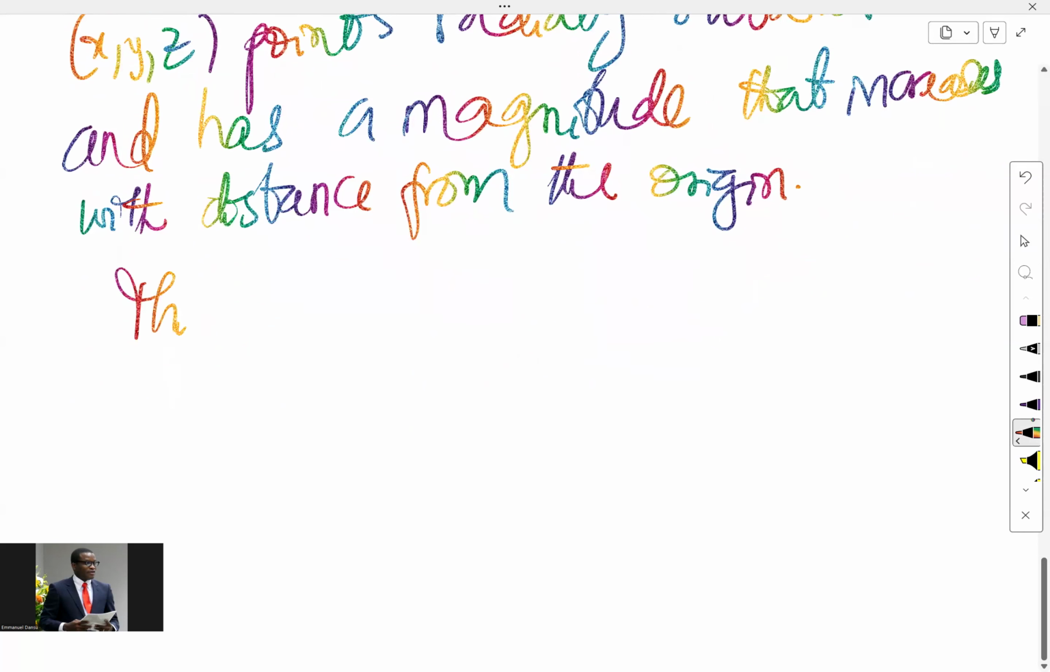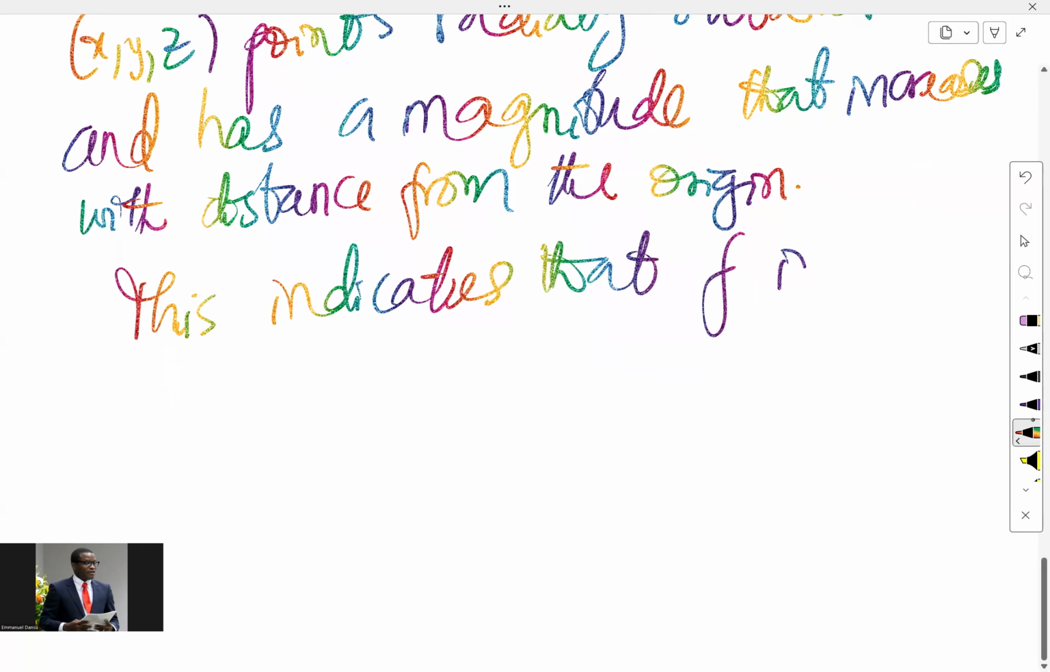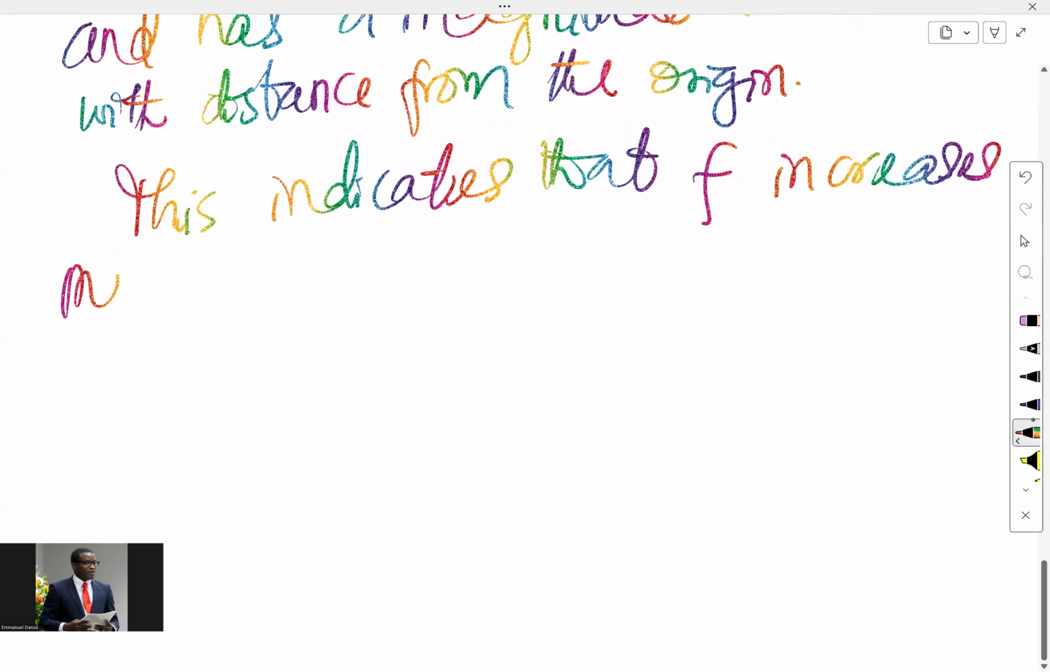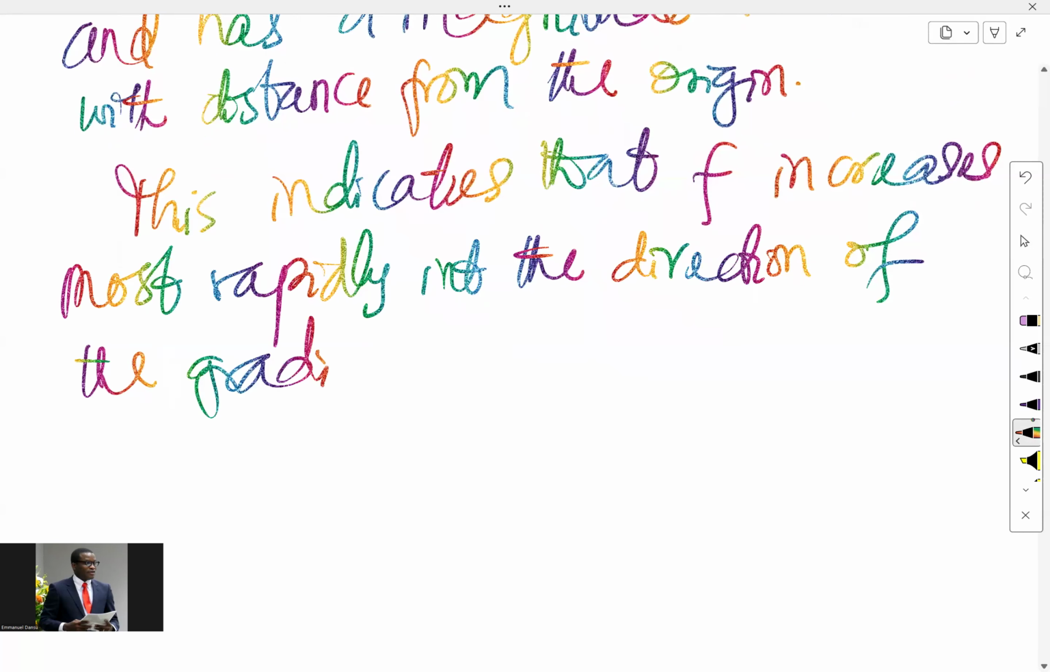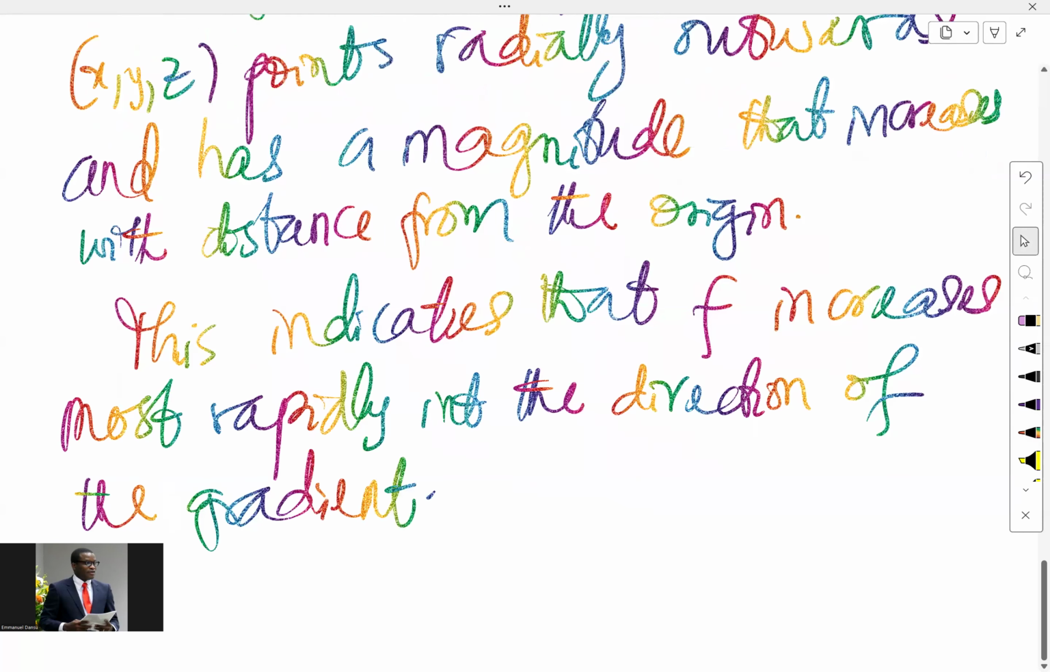So this indicates that f increases most rapidly in the direction of the gradient. And of course, this aligns with the opening statement, right?